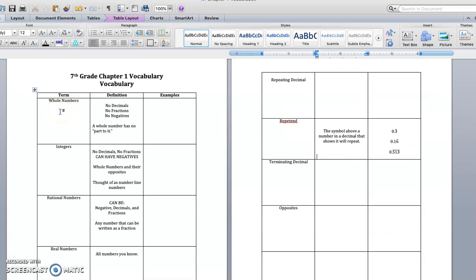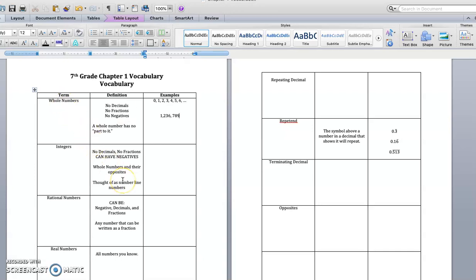Whole numbers, you have probably heard of these before. Whole numbers are your no decimals, no fractions, there's no negatives. It's a whole number, has no part to it. So you don't have a mixed number, it's not 1.1. The first whole number is actually 0, and this would be what you can add into your notes. And then 1, 2, 3, 4, 5, 6, on and on and on forever. That dot, dot, dot means forever. Another whole number would be 1,236,789. That is a whole number. It's an incredibly large one, but it is a whole number.